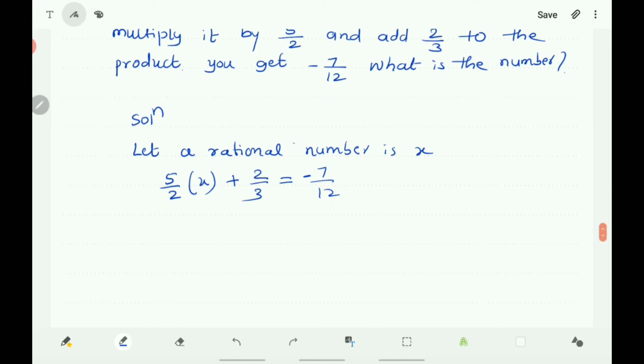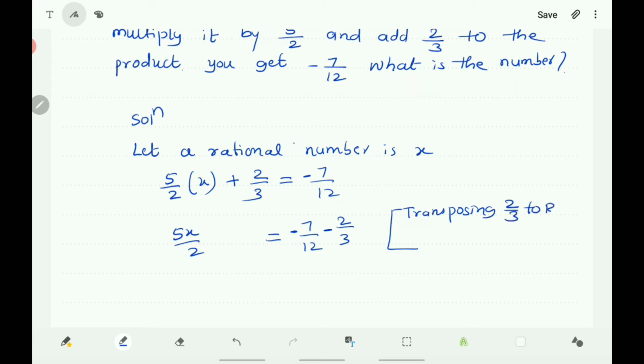Now it becomes 5x by 2, and you transfer this plus 2 by 3 to the RHS to get the value of x. You have to find the value of x. Therefore, you transfer plus 2 by 3 to the RHS. So it becomes minus 7 by 12. After transposing 2 by 3, that is plus 2 by 3, to the RHS, it becomes minus 2 by 3. So here what you have done? Transposing 2 by 3 to RHS.